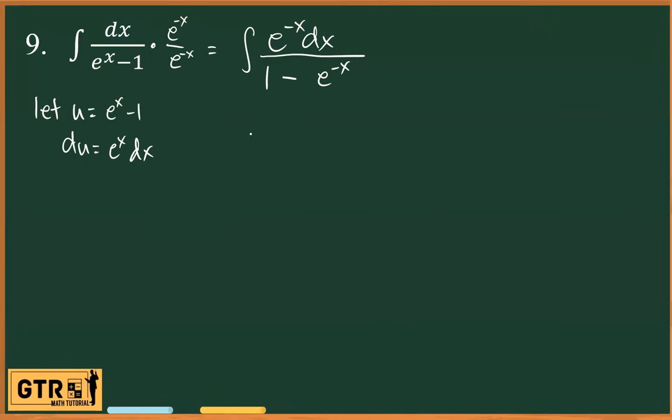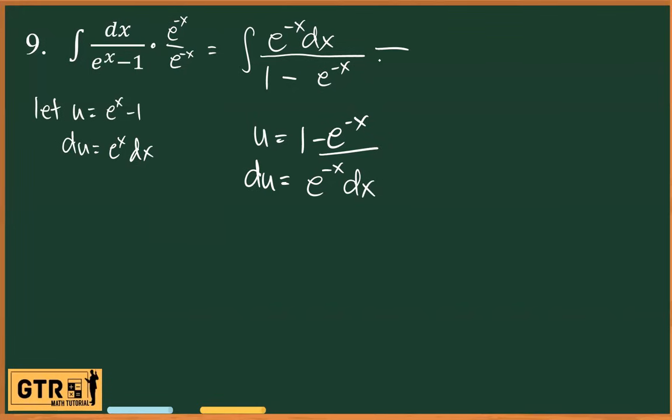So now, if we let u be the denominator, so we have u equals 1 minus e to the negative x, and now the differential is equal to the differential of 1, that is 0, and the differential of negative e to the negative x, so just multiply, negative times negative, so that is positive e to the negative x. The derivative of negative x is negative 1, times negative, so that is positive. Then we have dx.